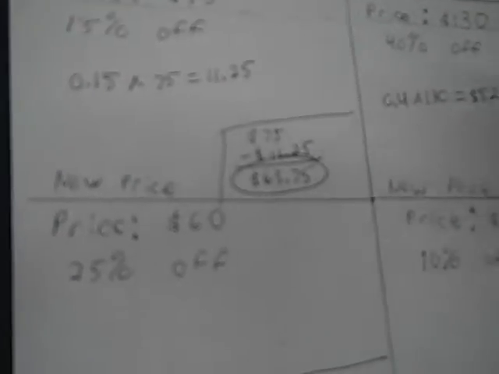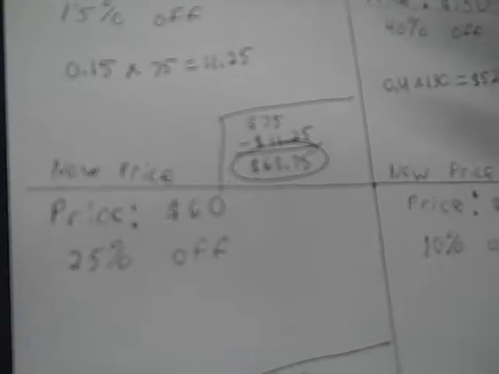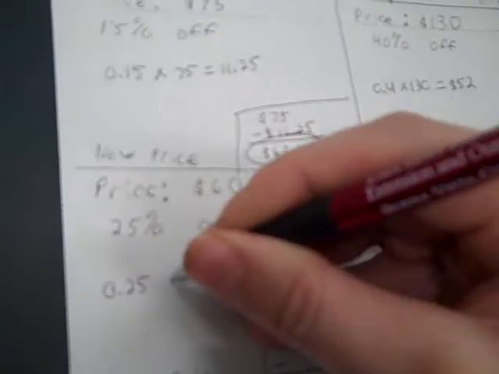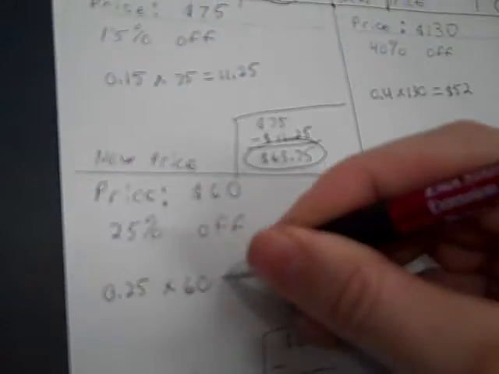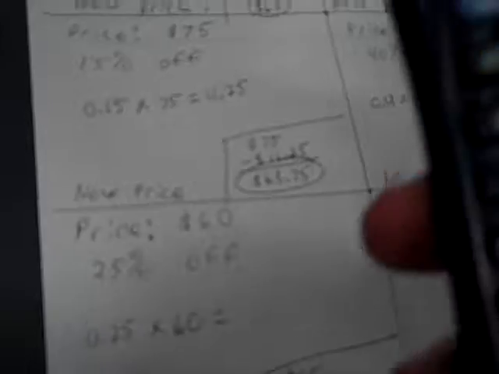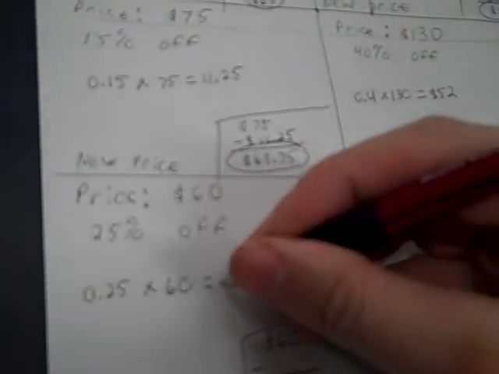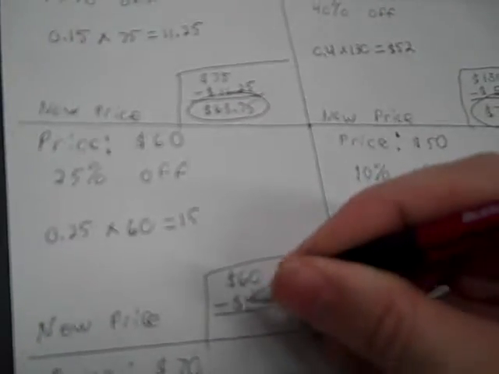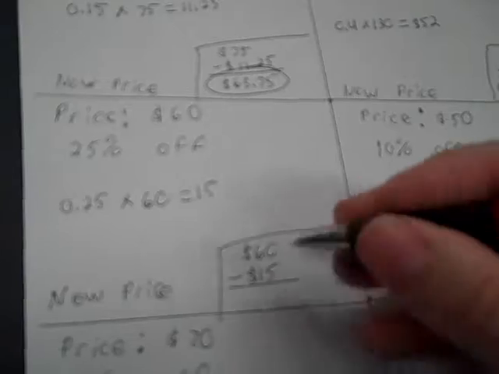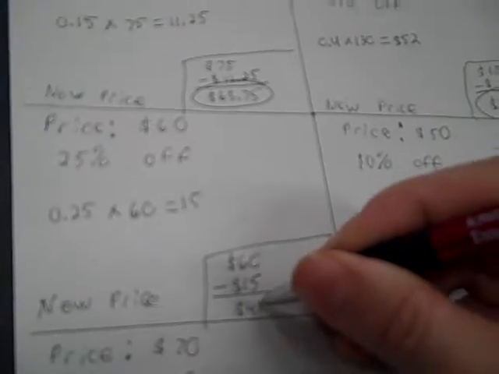Okay, price of something is $60, and we have 25% off. So 60 minus something. I take 25 divided by 100, which gives me 0.25. And I multiply by the price, $60. 0.25 times 60 gives me 15. That tells me the money we get to subtract, and 60 minus 15 is 45.